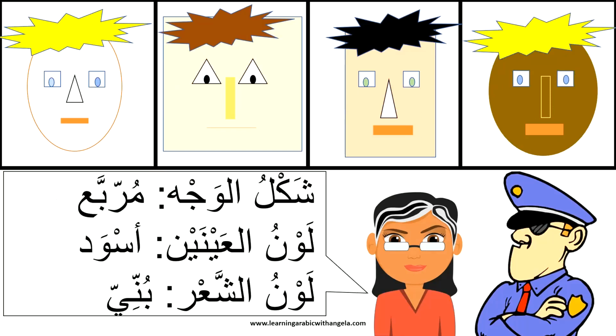شكل الوجه مربع. So we're looking at 4 sides. 1 2 3 4. لون العينين أسود. So black. لون الشعر بني. بني brown. Okay, so هذا هو المجرم. So شكل الوجه مربع. لون العينين أسود. ولون الشعر بني. That one.